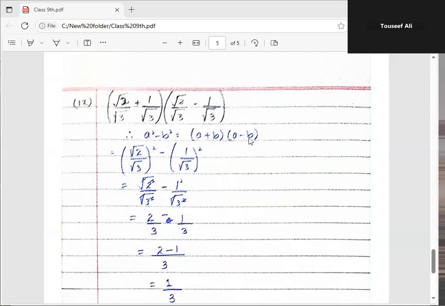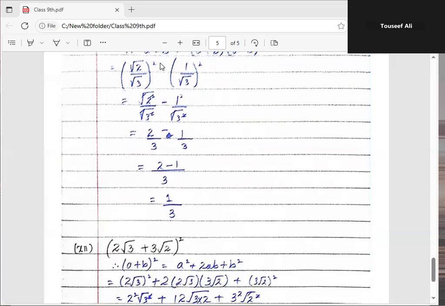Now a plus b, a minus b, combined becomes a square minus b square. A means root 2 divided by root 3, and b means 1 divided by root 3. Now this square is on the numerator and denominator also, so we separate this square into numerator and denominator. Root 2 square divided by root 3 square minus 1 square divided by root 3 square. So square and root cancel here, square and root cancel here, square and root cancel here. The remaining term in the numerator is 2, in the denominator there is only 3. Minus 1 divided by, square and root cancel each other. The remaining term is only 3.